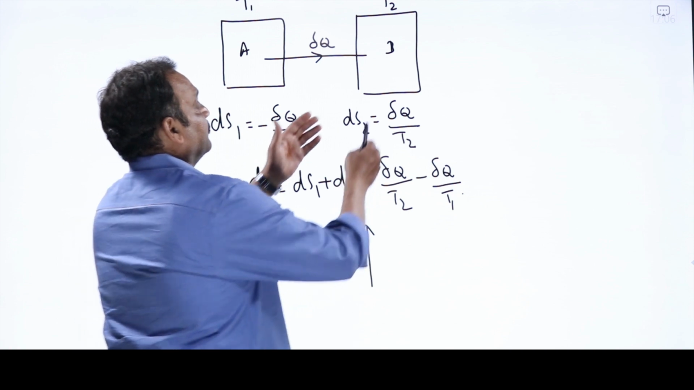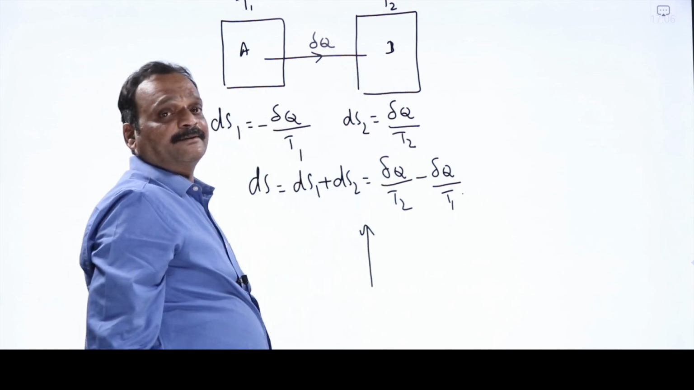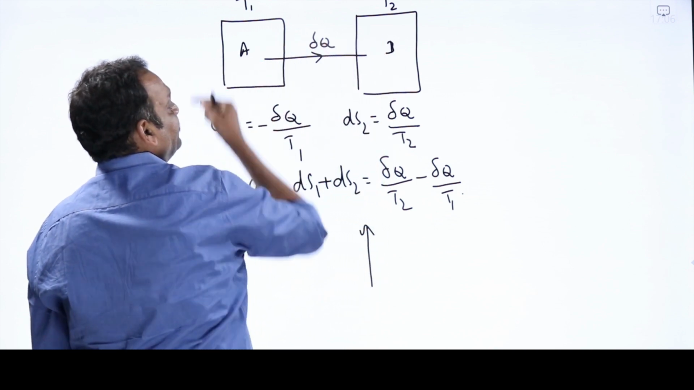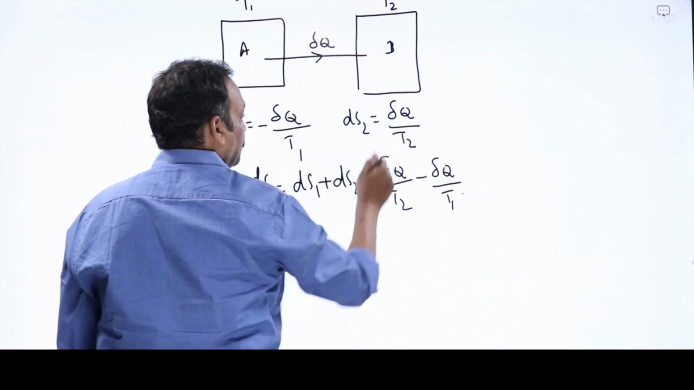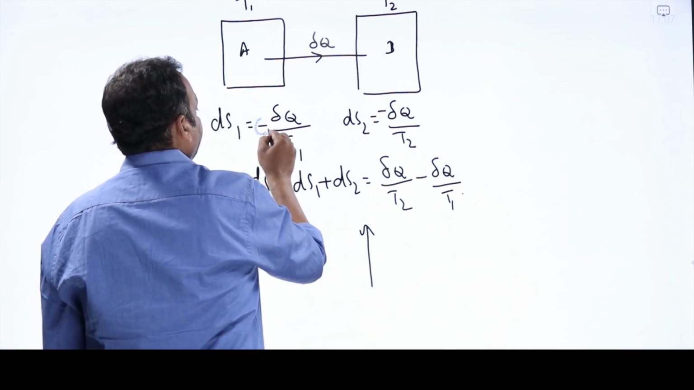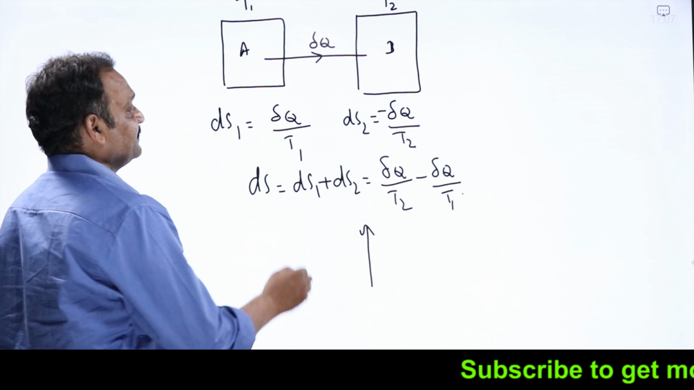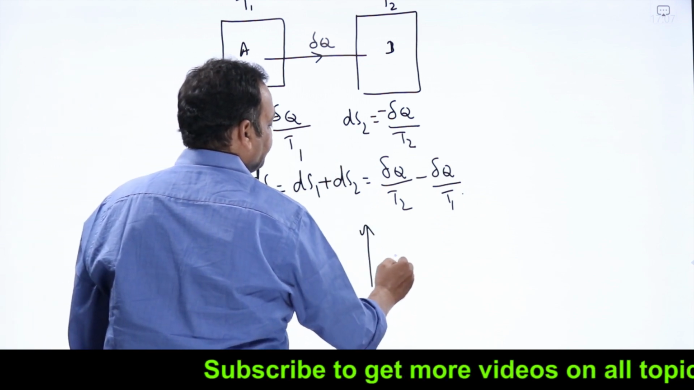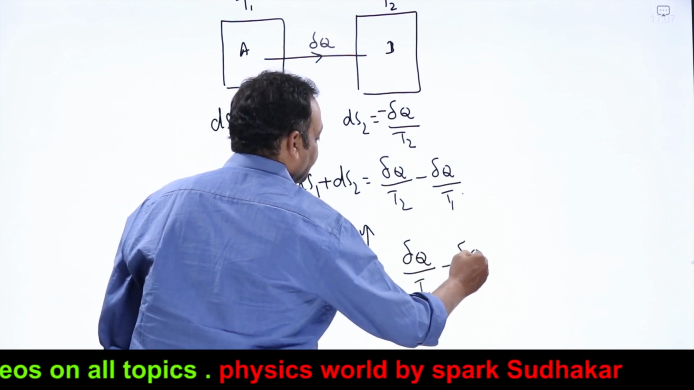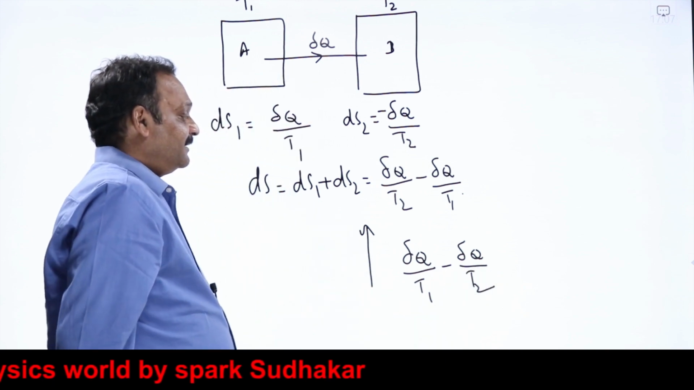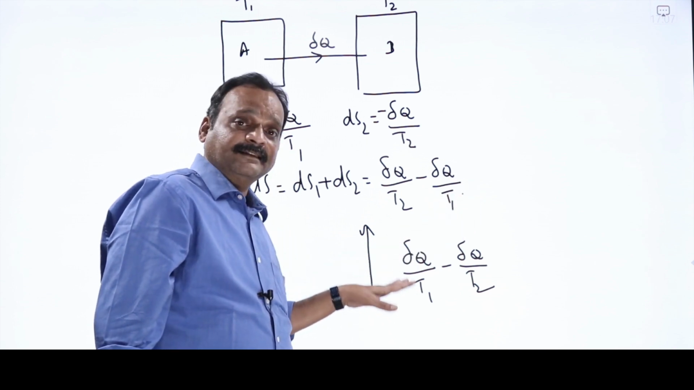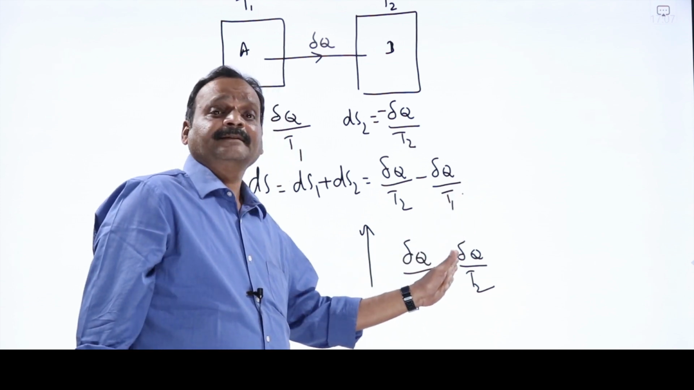By chance, if heat flows from lower temperature to high temperature on its own, then what will happen? This one's entropy decreases, this one's entropy increases. So I have to put a minus sign for this and a positive sign for this. So ds is equal to delta Q by T1 minus delta Q by T2. T2 is smaller than T1, so delta Q by T2 will be the bigger one, and delta Q by T1 the lesser one. So ds will be negative, meaning the entropy of the universe is decreasing.